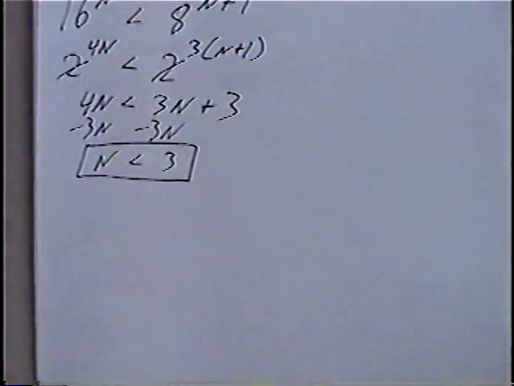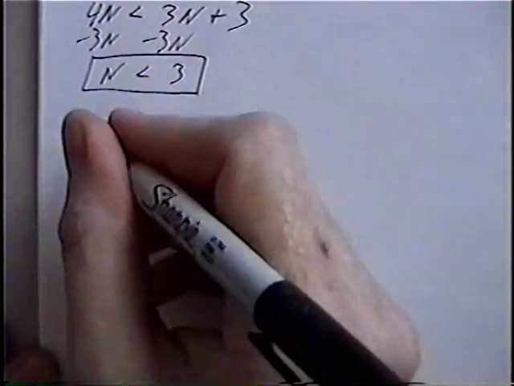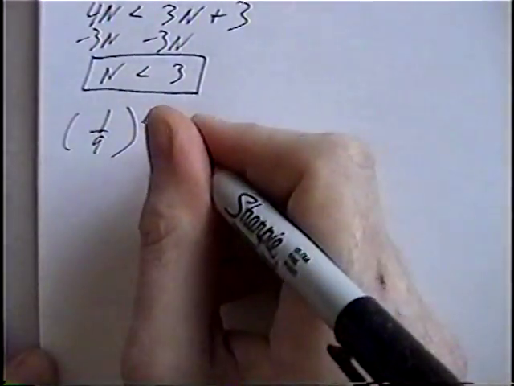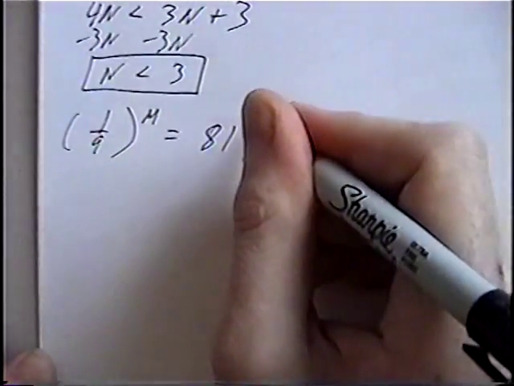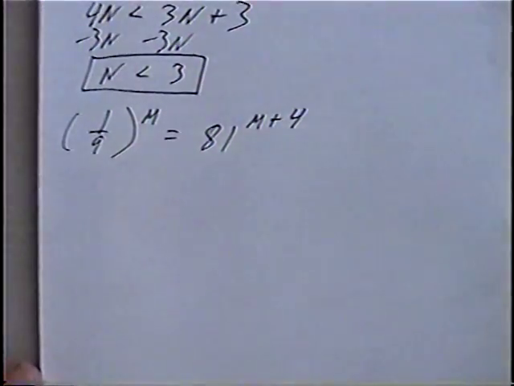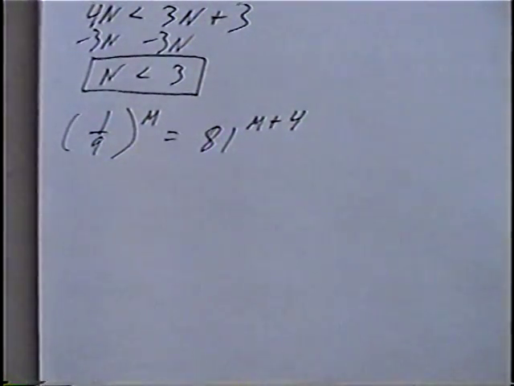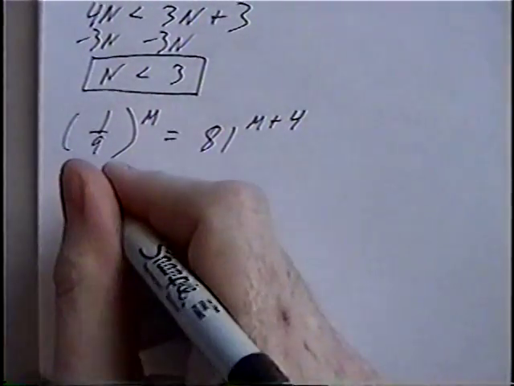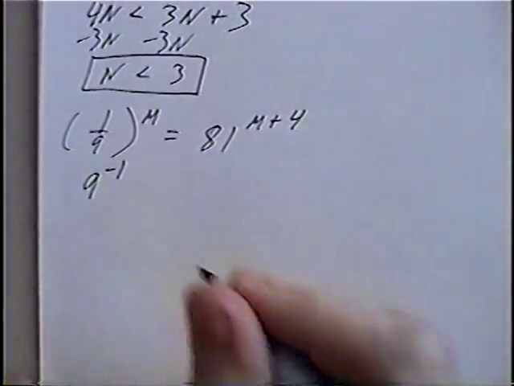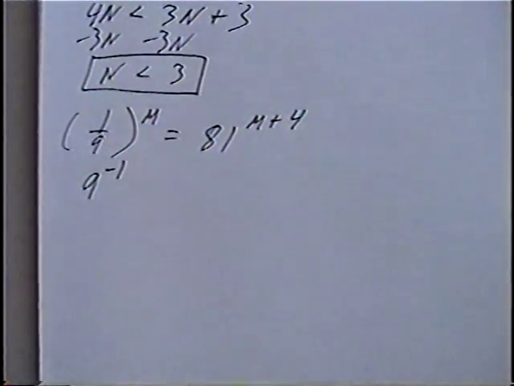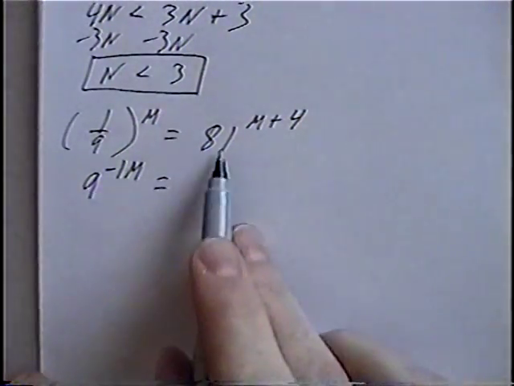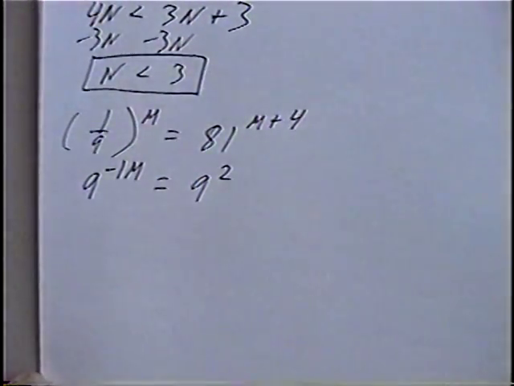Last question we'll do for this section is 1 over 9 to the exponent of m equals 81 to the exponent of m plus 4. And again, we want to match up the bases on each side to have them be the same base. In this case, when we have a fraction, 1 over 9, we can rewrite that as 9 to the negative 1 power. The m would come down, so it would be negative 1m. 81 we can rewrite as 9 squared.